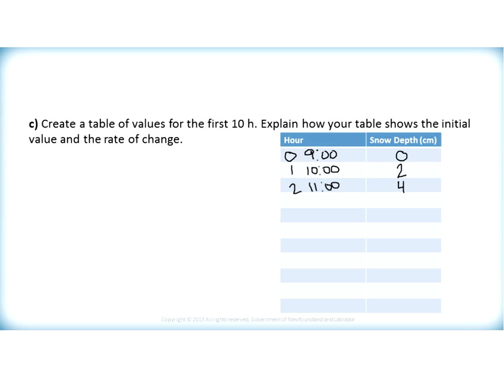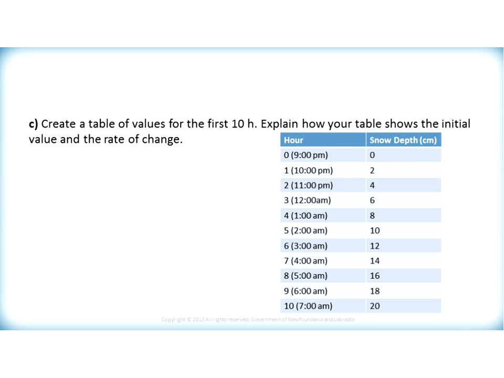Okay, we can continue this pattern until we get this table set up here, which looks much nicer than my scribbles. Hour 0, we have a depth of 0 centimeters again. And by 7 a.m. the next morning, which is 10 hours after the snow started, we should see 20 centimeters of snow on the ground.